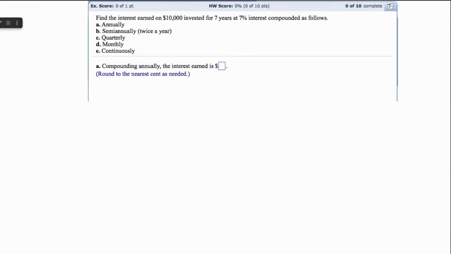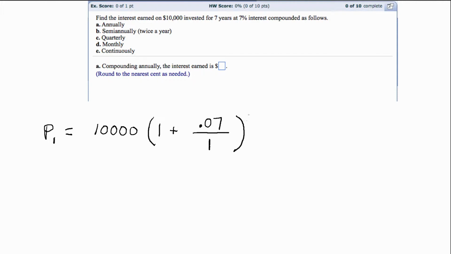I'll call that P1 for compounding once. Here's what the principal would be: you start with 10,000, and then you multiply that by 1 plus the 7% interest, 0.07, divided by 1. It looks odd, but I want to do this for a reason. And then you compound it 7 times, once each year. And that's what we come up with: 10,000 times 1.07 to the 7th power.